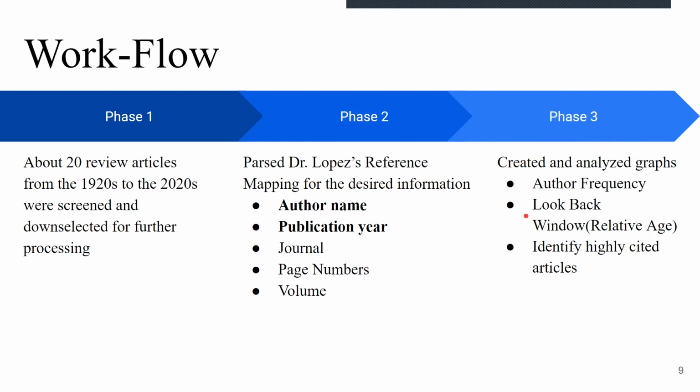This graph is looking at the age of the references that the author of the review article uses. So how far do they look back? Are they looking all the way to the 1800s or only to the 2000s? And also to identify highly cited articles.